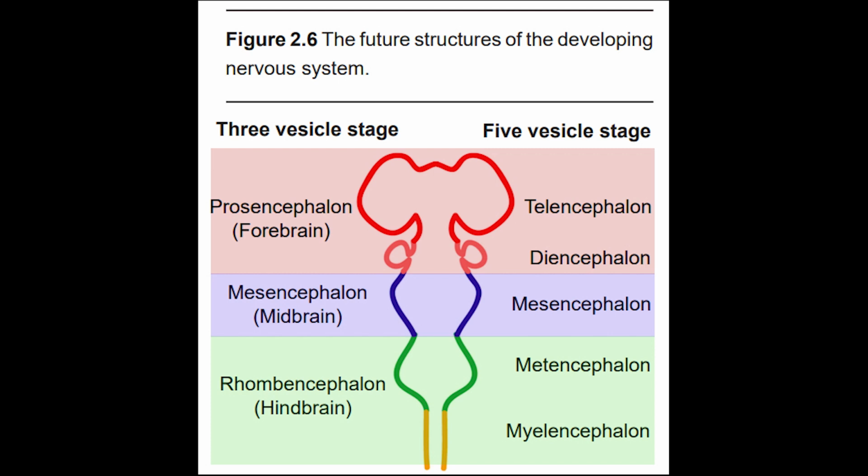1. The rhombencephalon, or hindbrain. Evolutionarily speaking, the rhombencephalon represents the oldest part of the CNS. These structures likely evolved some 570 million years ago. As these structures develop into the 5-vesicle stage, they become subdivided into 2 regions.